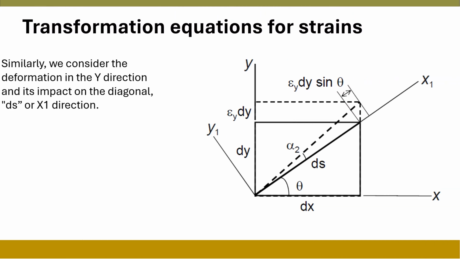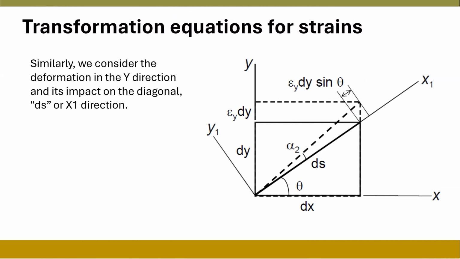Similarly, we consider the deformation in the y direction and its impact on the diagonal ds or x1 direction. If the rotation of the diagonal is alpha 2, in this case, we can write alpha 2 into ds equal to epsilon y into dy cos theta. This simplifies to alpha 2 is equal to epsilon y into dy over ds into cos theta.